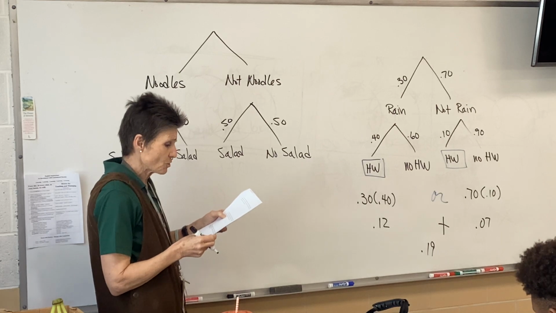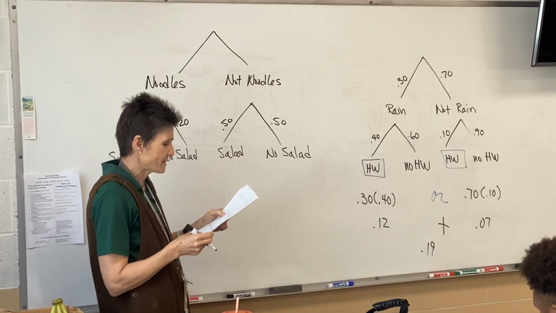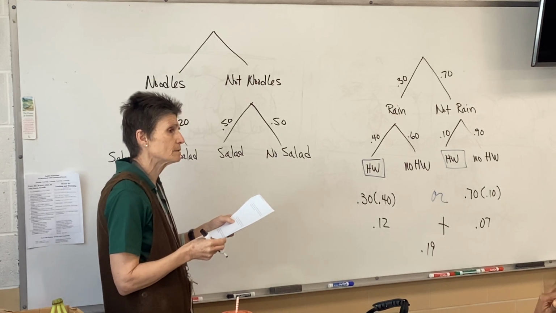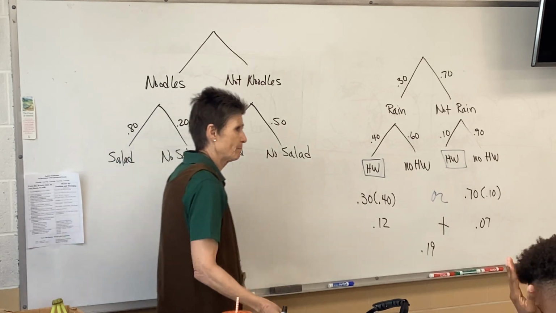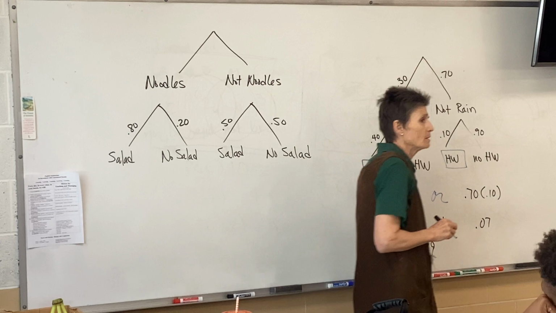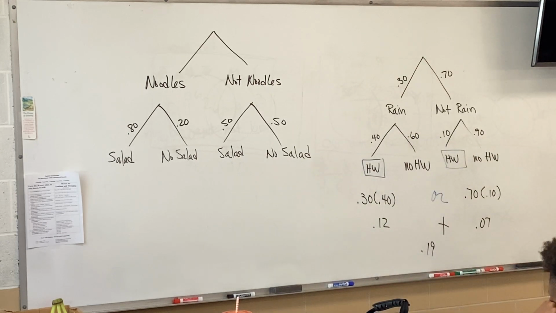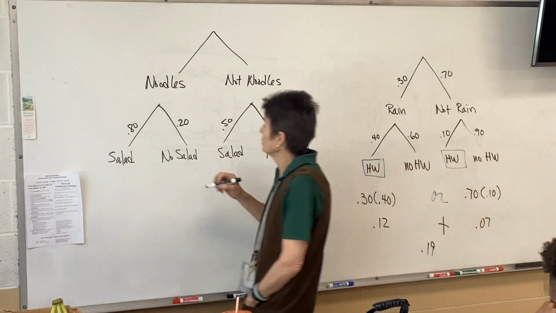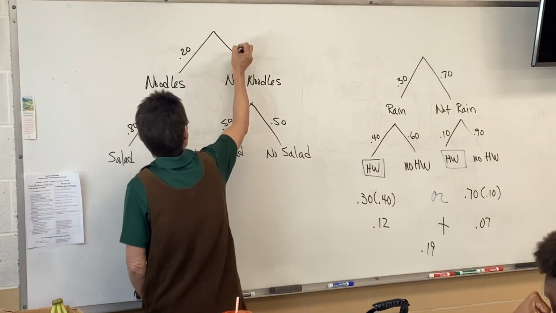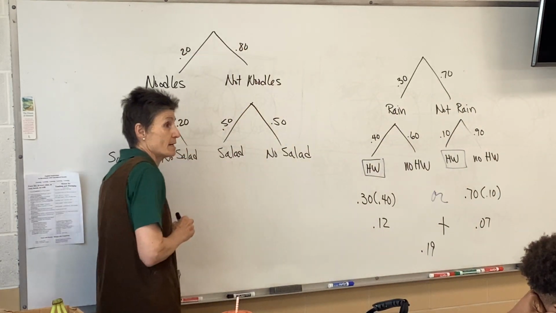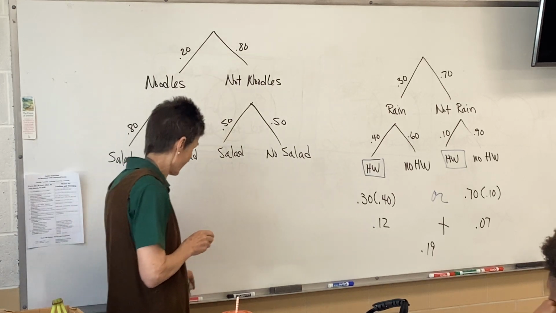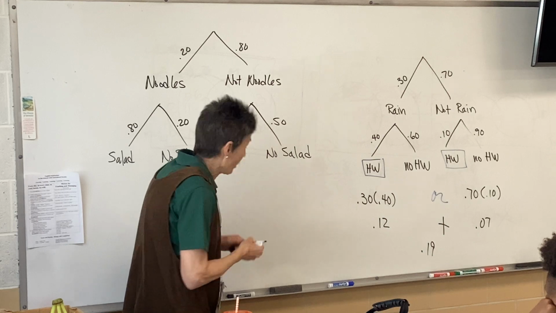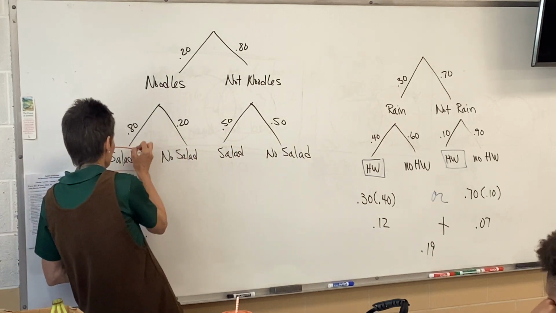Given that they serve noodles just once each school week, what does that mean? It's like a 20% chance. It's like 1 out of 5, right? So that's a 20% chance. So the probability of noodles is 20%, so not noodles is 80%. And we want the probability of salad.